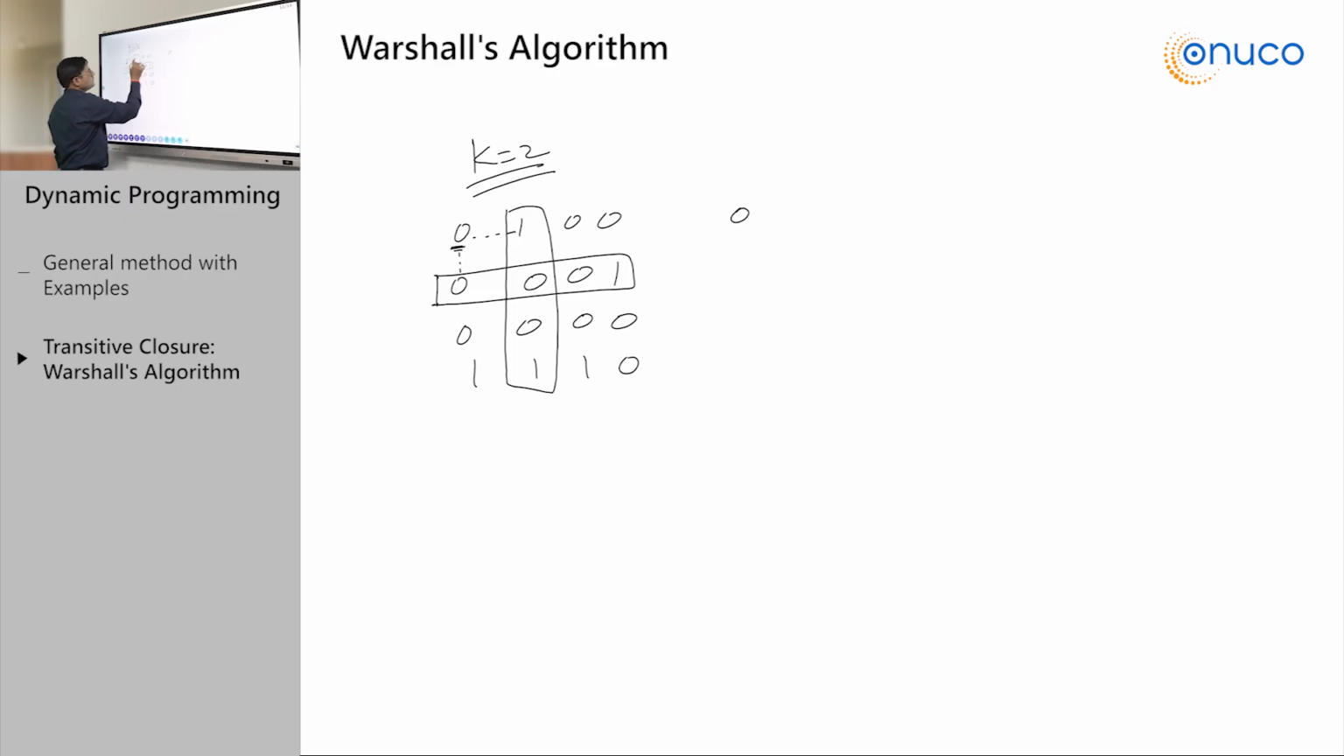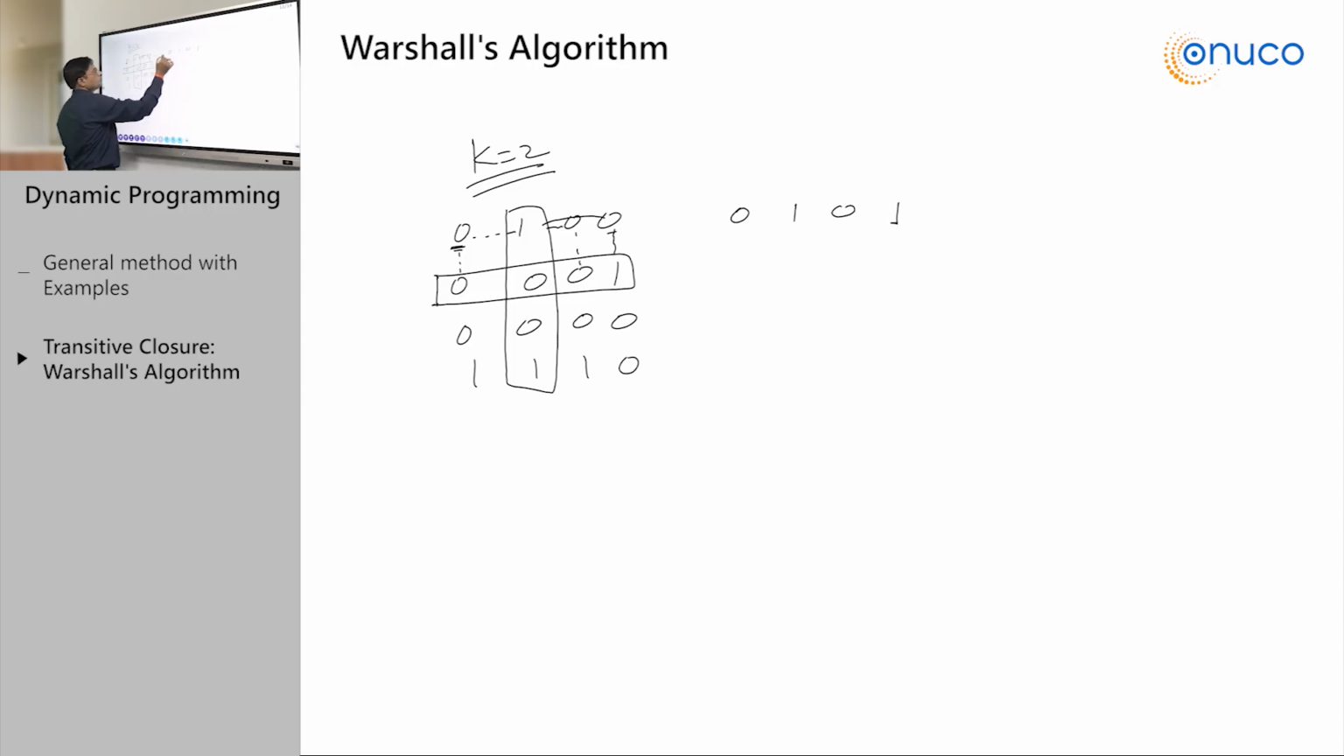Look, similarly, this is already 1. Here, one input is 1, the other input is 0. So it is not going to make any change. Here, one input is 1, the other input is 1. Look at this position. The existing value is 0, but there is a path from here, 1 to 2, and here, 2 to 4. Hence, this value is going to convert to 1.